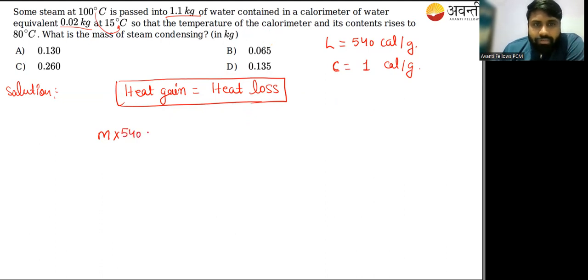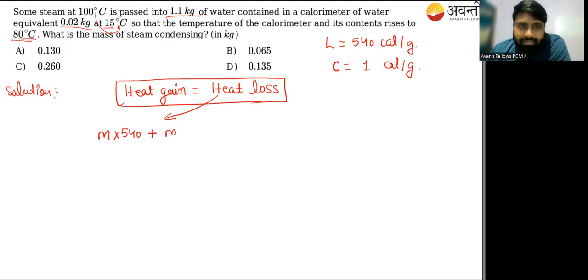So m into 540 plus, when this steam, okay, this is heat loss. When this steam is converted into liquid, that liquid will also be at a temperature of 100 degrees Celsius, because in phase change there is no change in temperature. So that water again loses heat, because finally it has reached 80 degrees Celsius. So we can say that the same mass, m c delta T, and delta T will be 100 minus 80 degrees Celsius.